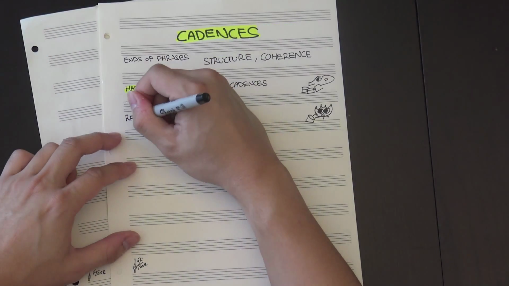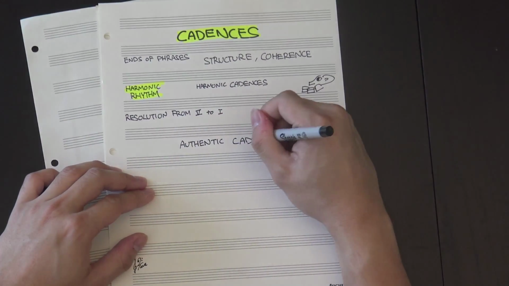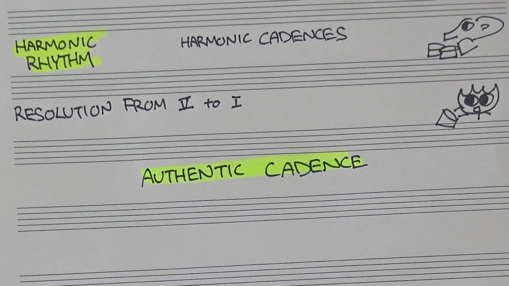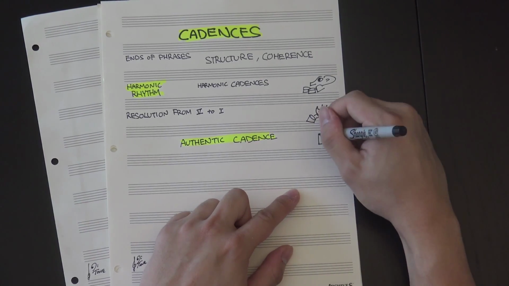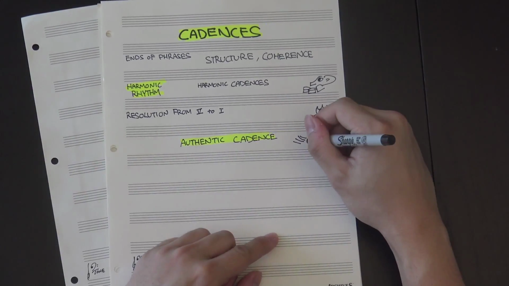Probably the simplest and most recognizable cadence is the resolution from 5 to 1. This resolution, known as an authentic cadence, sends a huge signal of finality and rest to the listener. Moving from the powerful dominant sound back to the primary tonic breaks down a massive wall of tension and leaves us feeling completely at rest.